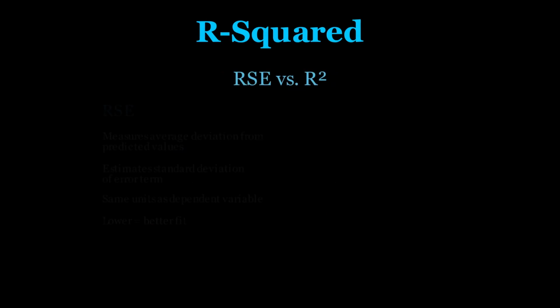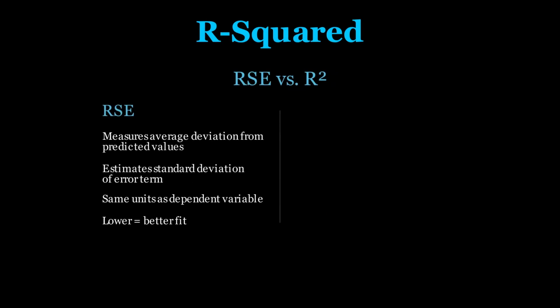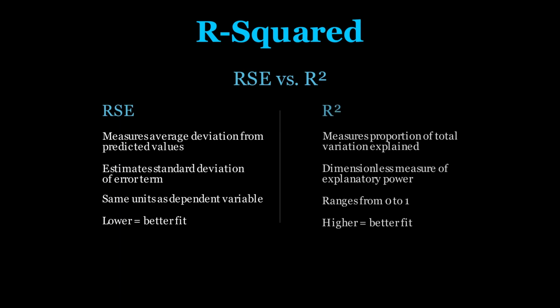Let's compare RSE and R-squared side by side. RSE measures the average deviation from predicted values and estimates the standard deviation of the error term. It's in the same units as Y, and lower is better. R-squared, on the other hand, measures the proportion of total variation explained by the model. It's dimensionless, ranges from 0 to 1, and higher is better. Although both are useful for assessing goodness of fit, R-squared is often more intuitive because it is a dimensionless proportion.